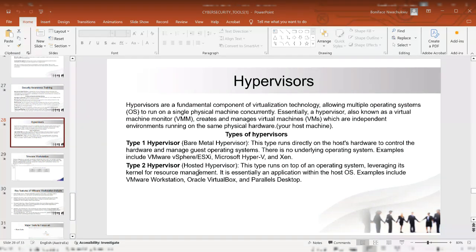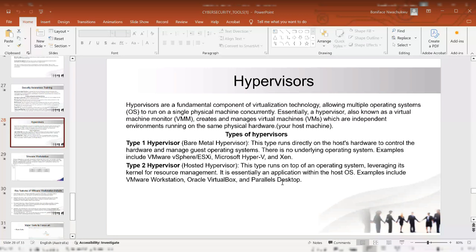So now, for the purpose of this course, or from the way I'm going to be explaining to you, we are interested in this type 2 hypervisor. Type 2 hypervisor, that's hosted hypervisor. This type runs on top of an operating system, leveraging its kernel for resource management. It's essentially an application within the host OS. Examples are VM Workstation, Oracle VirtualBox, and Parallels Desktop.